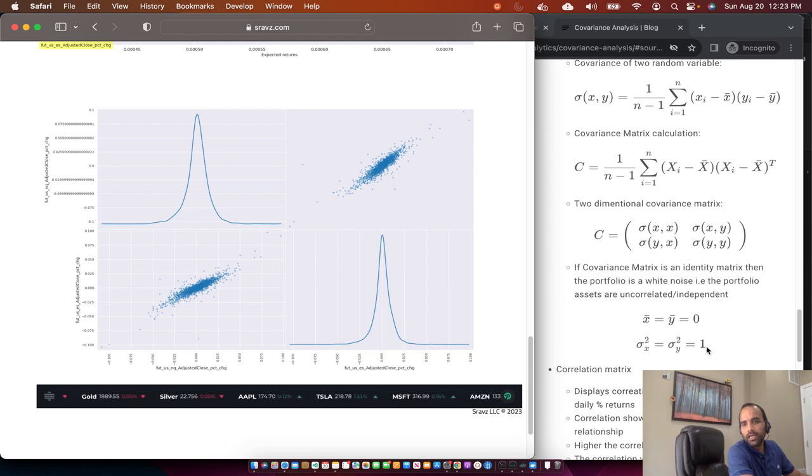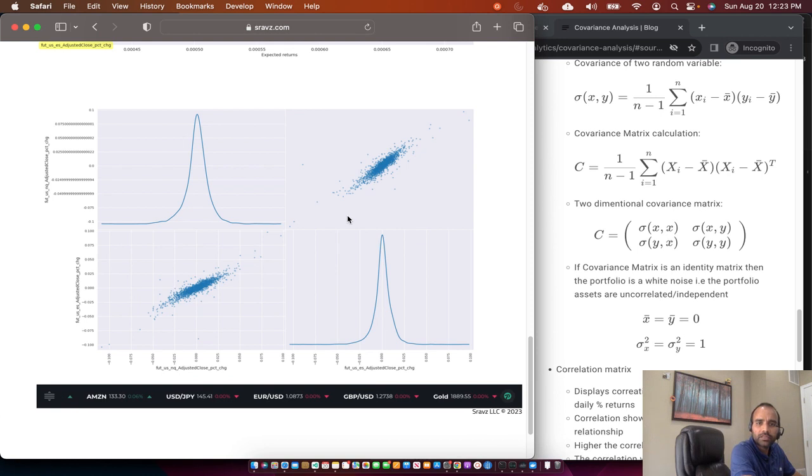individual variance is 1 and the mean is 0. Then this becomes an identity matrix. If it's an identity matrix where this is 1, 1, and covariance of y and x is 0, this becomes an identity matrix. In that case, you can say that there's no covariance between the assets in the portfolio, so it's white noise.